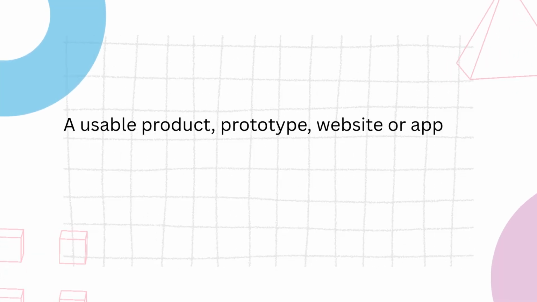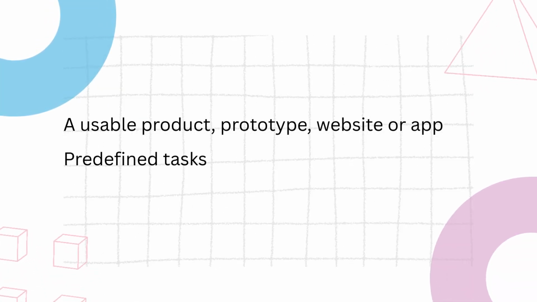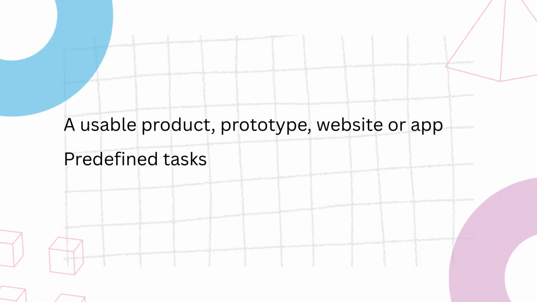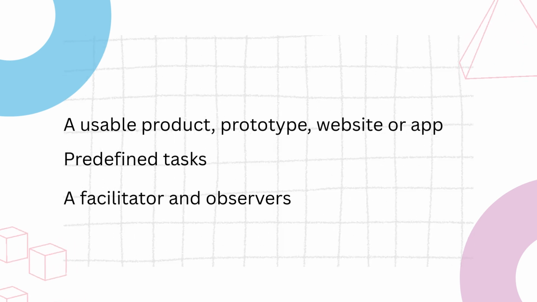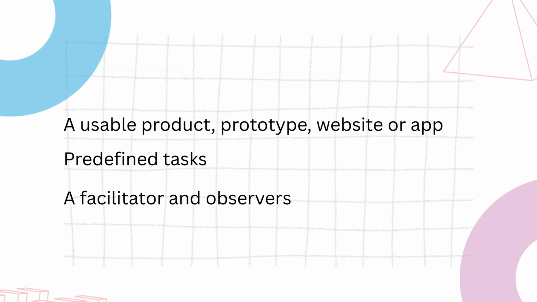Now let's have a look at usability testing. Usability testing is about observing the real intended users of your product interacting with it. It focuses on completing real tasks and observing and identifying where they succeed, where they struggle, and any pain points or changes that might need to happen before the product goes live. A usability test needs a usable prototype, product, website, or app, predefined tasks that you want the user to perform, and a facilitator, moderator, and/or observers watching the interaction.